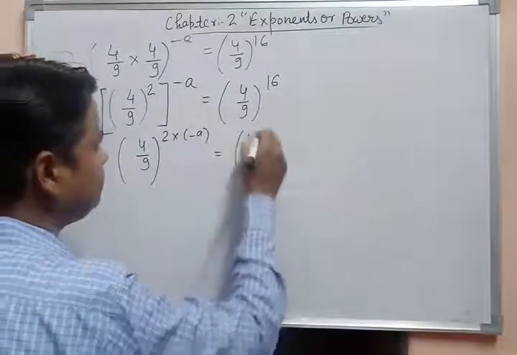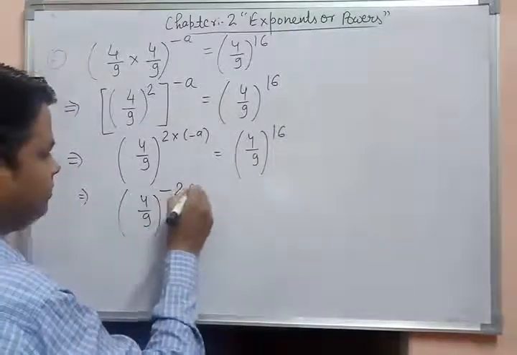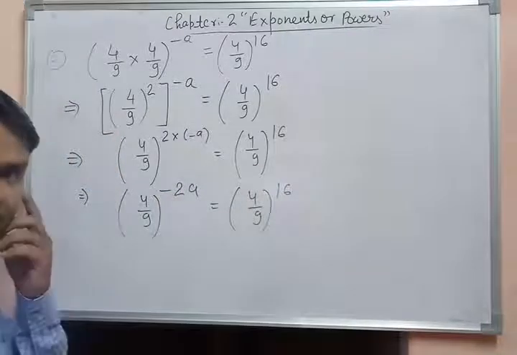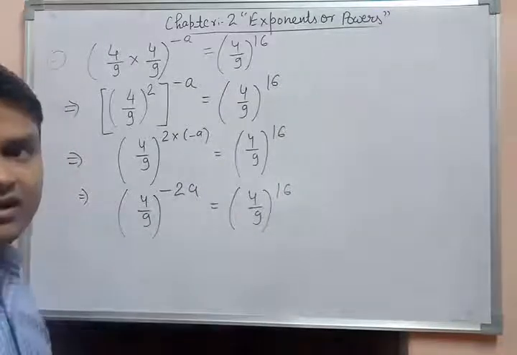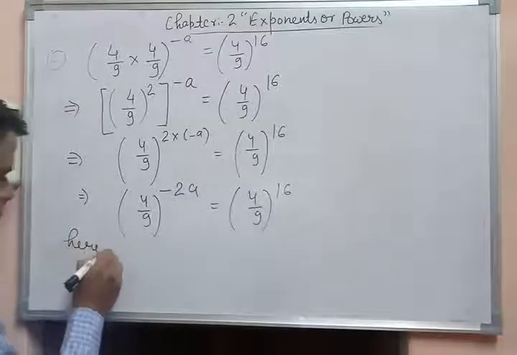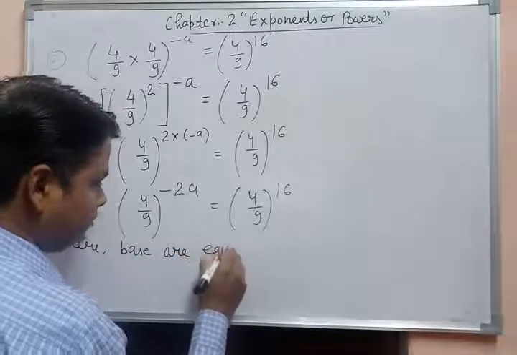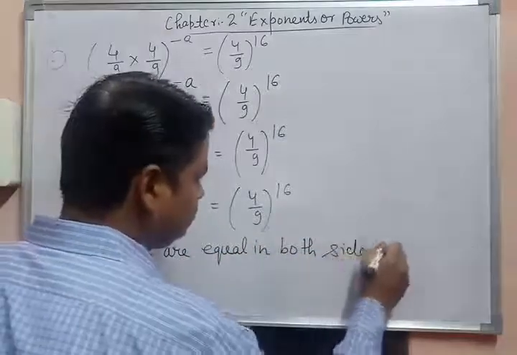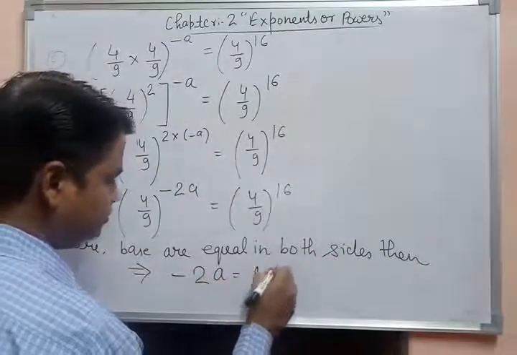Then we will get 4/9 to the power minus 2a is equal to 4/9 to the power 16. So students, this is the same rule which I have told earlier: when the bases are the same on both sides, then the powers must be equal. Here the bases are equal on both sides, then minus 2a is equal to 16.